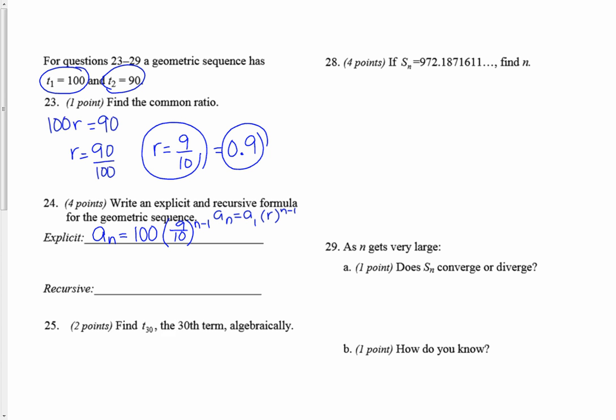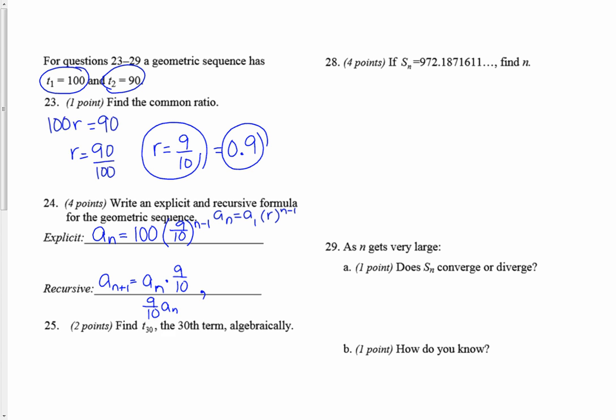To find a recursive formula, I start out with a sub n plus 1, meaning to get the next term, what am I going to do? Well, I'm going to take a sub n, the term I have right now, and I'm going to multiply it by 9/10. So I also could have written this as 9/10 or 0.9 times a sub n. Doesn't really matter to me which way you write it.